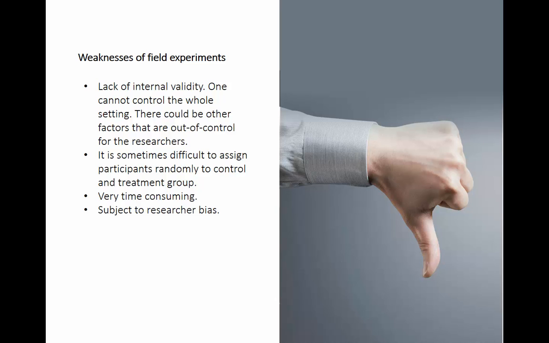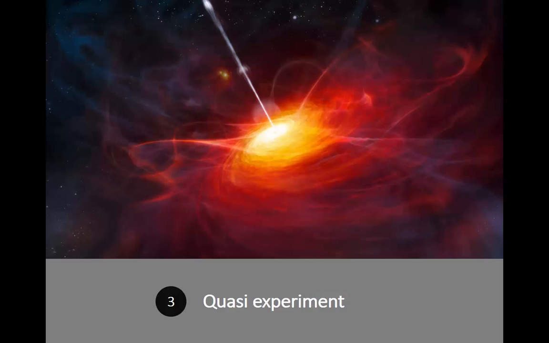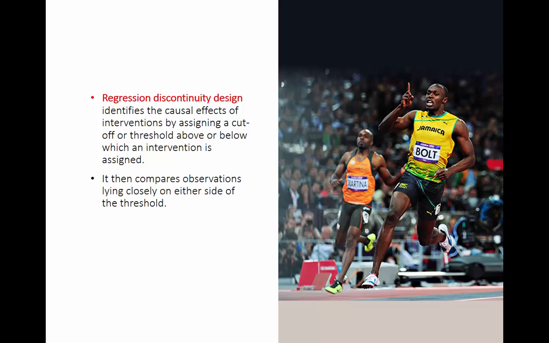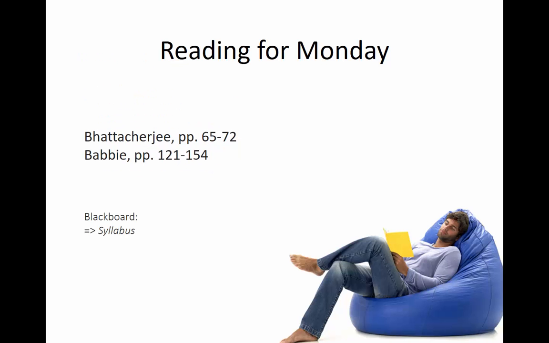There's also the third one, called quasi-experiment, but let me talk about that next time. I don't want to rush that, so we'll come back to it next time on Monday. Let me show you the readings. These are the readings for next time. It's mostly about sampling and selection bias. Okay, see you on Monday.